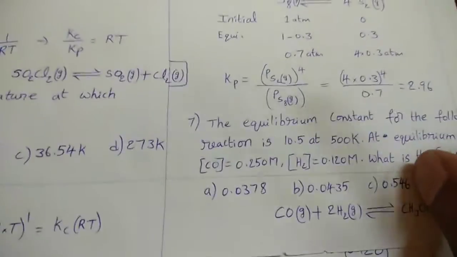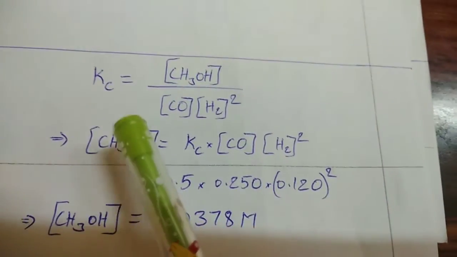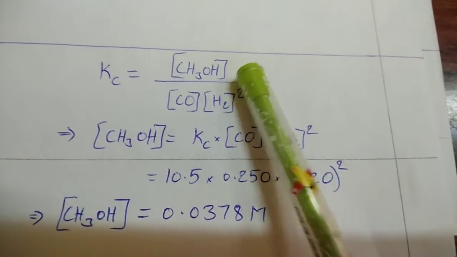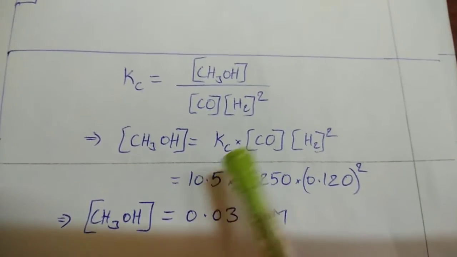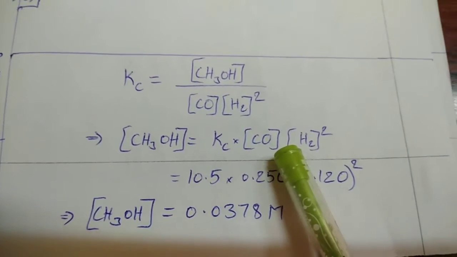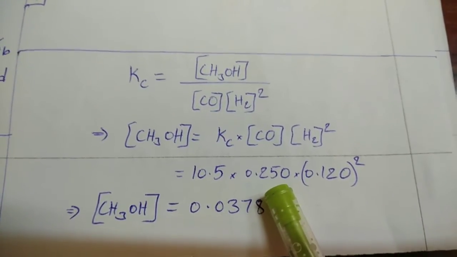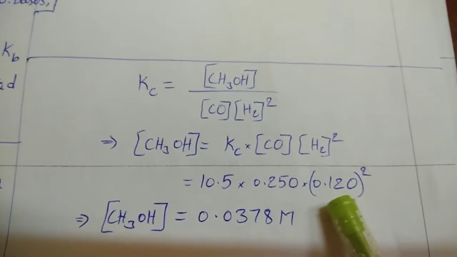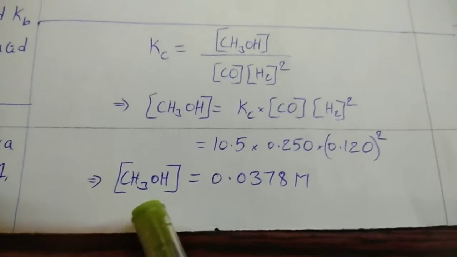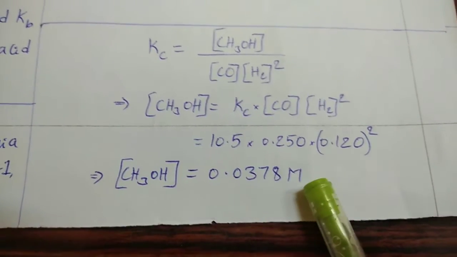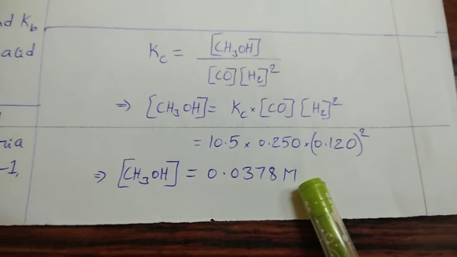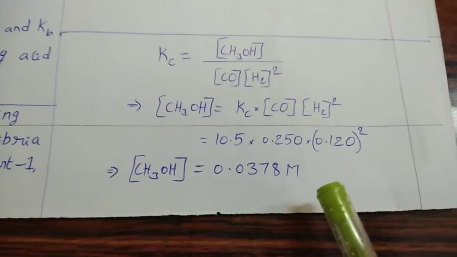Okay, for this, see this. So Kc equal to concentration of the products divided by concentrations of the reactants. This we want. This value is given 10.5. This concentration 0.250. For this 0.120 whole square. Then we can get methyl alcohol concentration 0.0378 molar. Okay. So for this option A is the answer. See the next one.